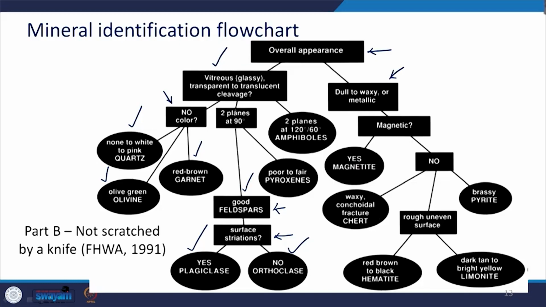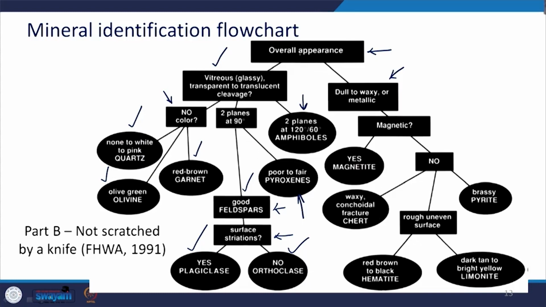Now, if these 2 cleavage planes are poor to fair, then the mineral is pyroxene, and if you have 2 cleavage planes at 120 degree, 60 degree, then it is amphiboles. Okay. So, you see that if we have this flow chart in front of us, and if we keep following one step after the other, we are in a good position to identify various minerals.